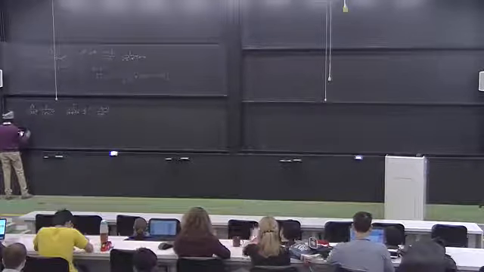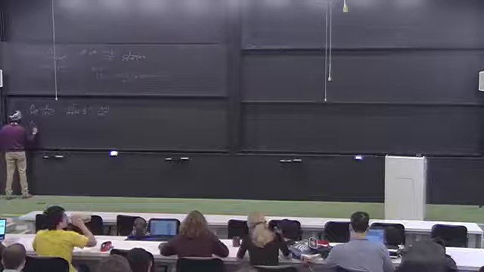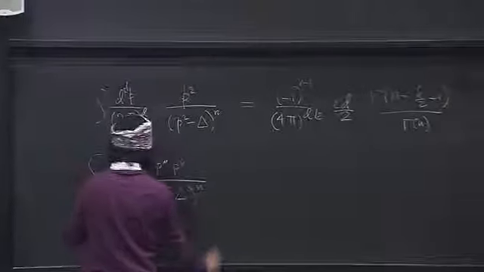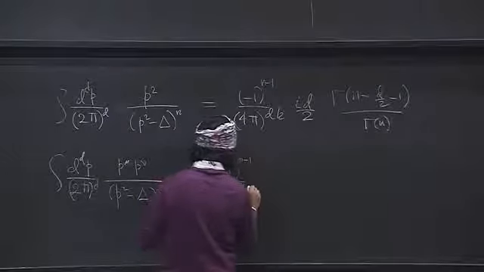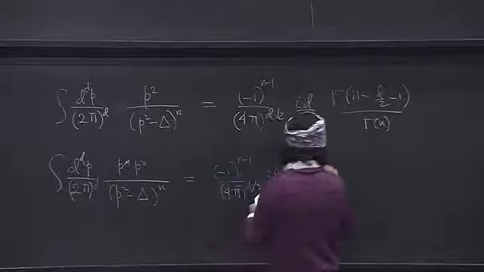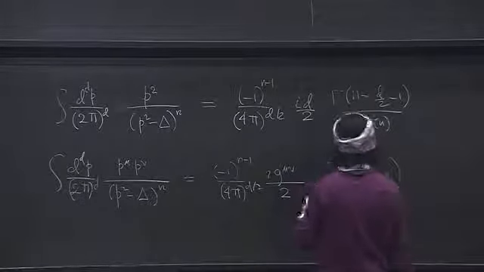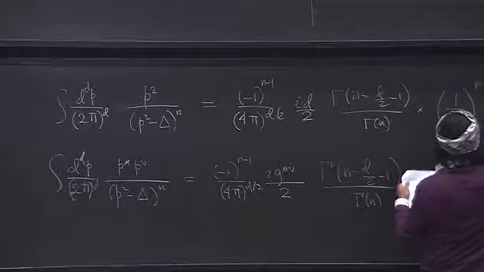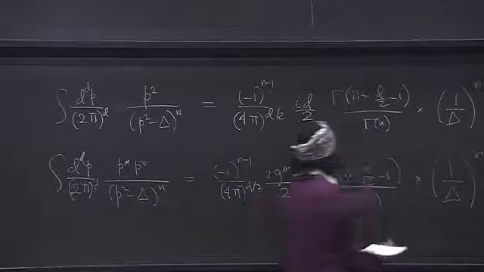And then we'll also need an integral of a tensor quantity, which is simply p mu p nu divided by p squared minus delta to the n, and this gives n minus 1 over 4 pi to the d by 2, times g mu nu, the flat Minkowski metric, and I forgot a factor of 1 over delta here with the power of n minus d by 2 minus 1. Similarly here.